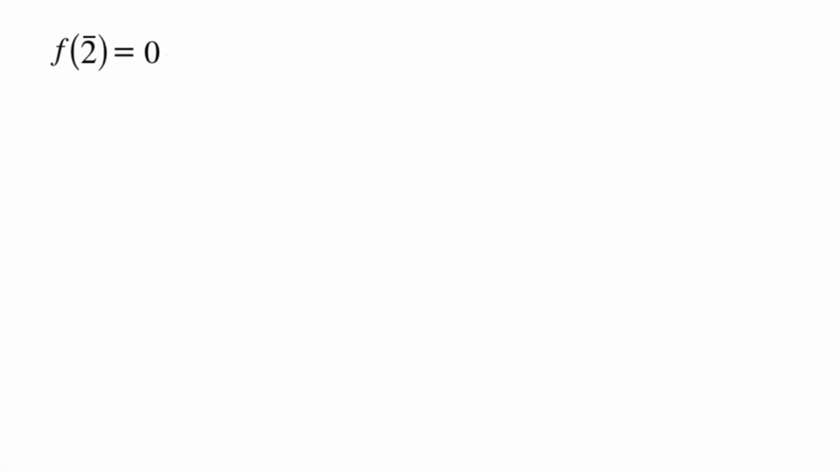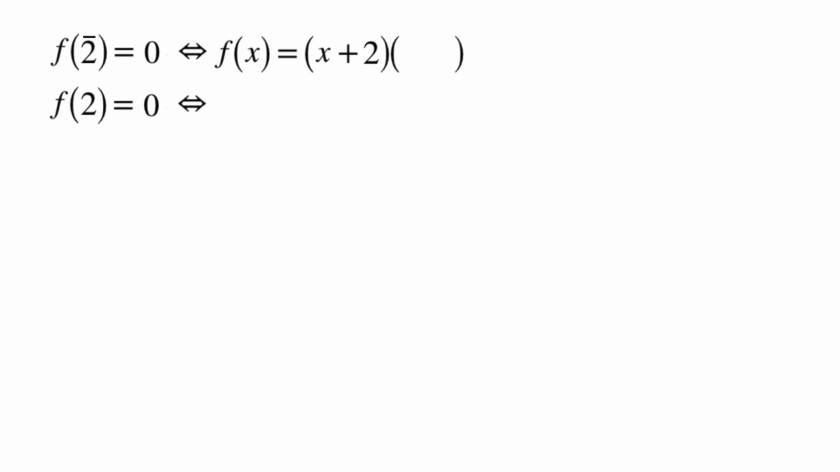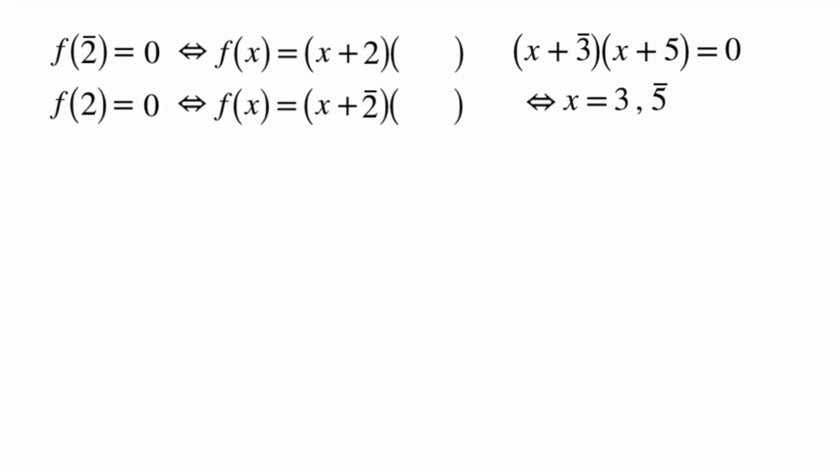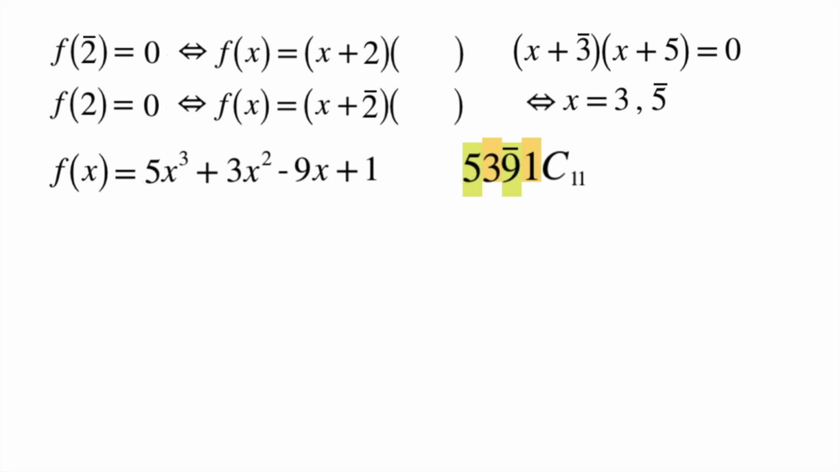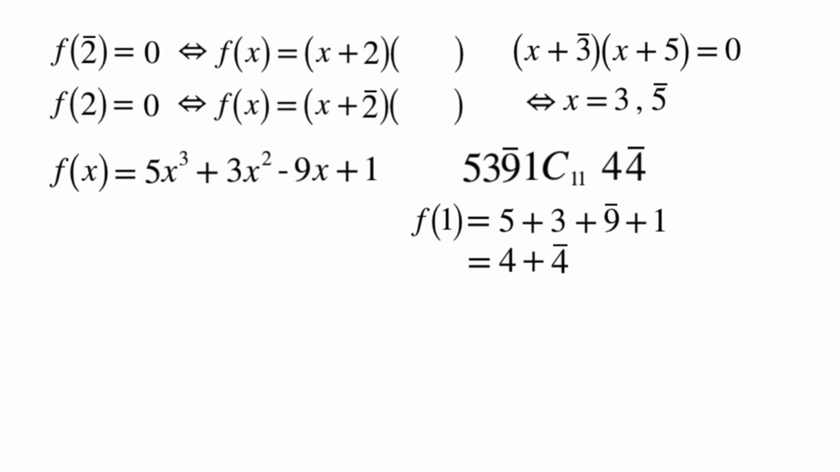Move on to the principle. When f of negative 2 is 0, f(x) has factor x plus 2. When f of 2 is 0, factor x minus 2. This is the factor theorem. The solution and the linear constants are different in sign. In C11, the alternate sums, opposite in sign, actually mean f of 1 is 0 and factor x minus 1.